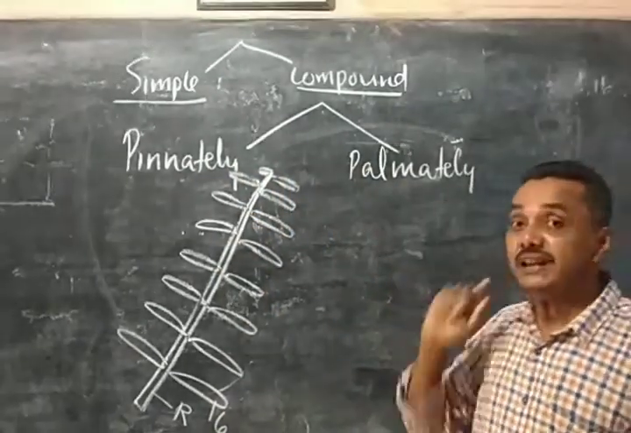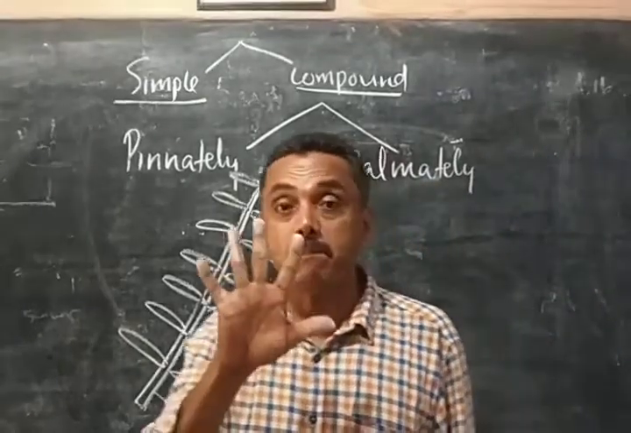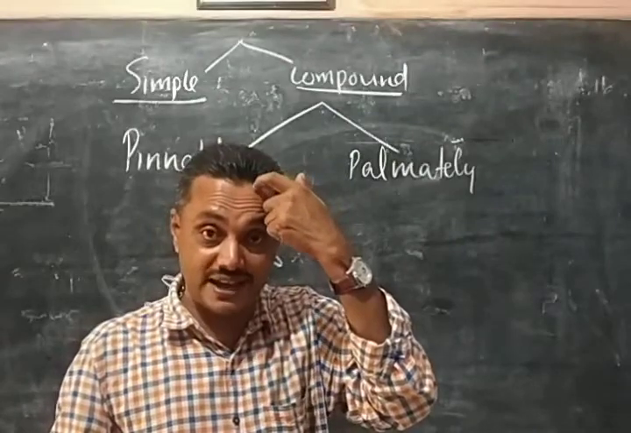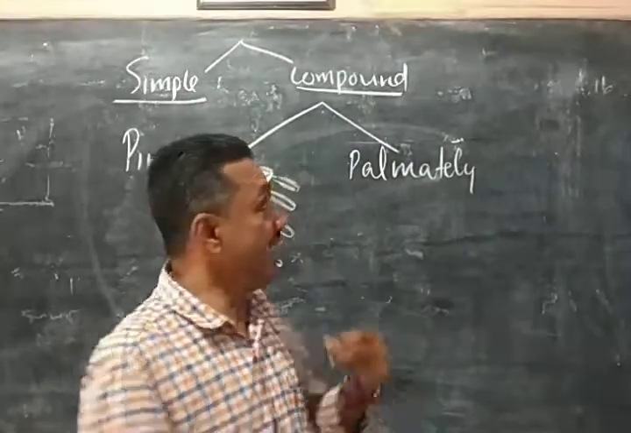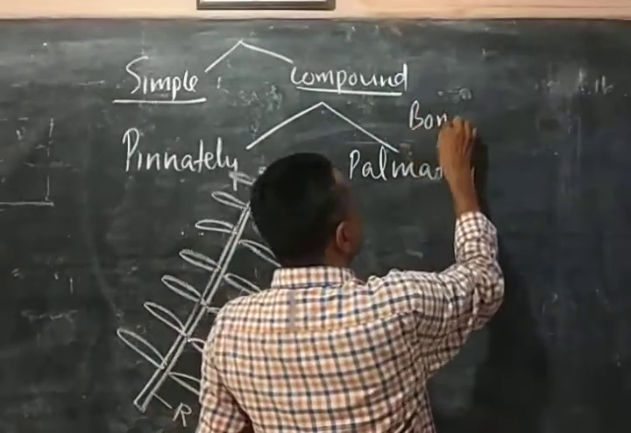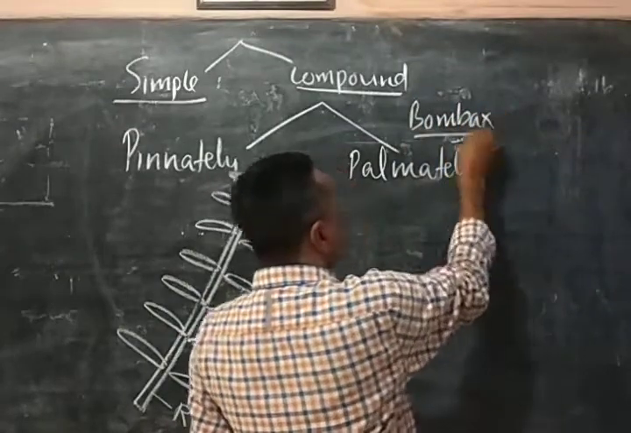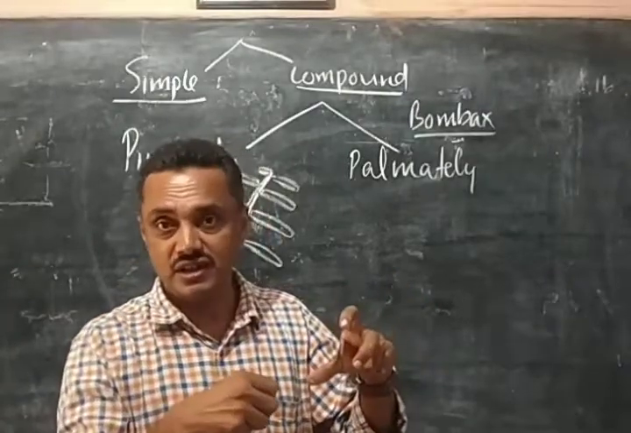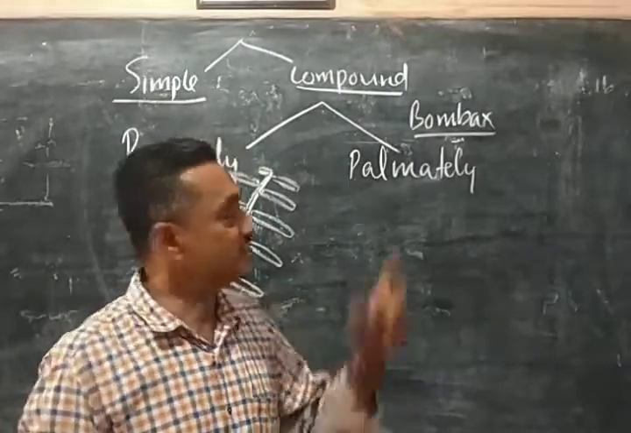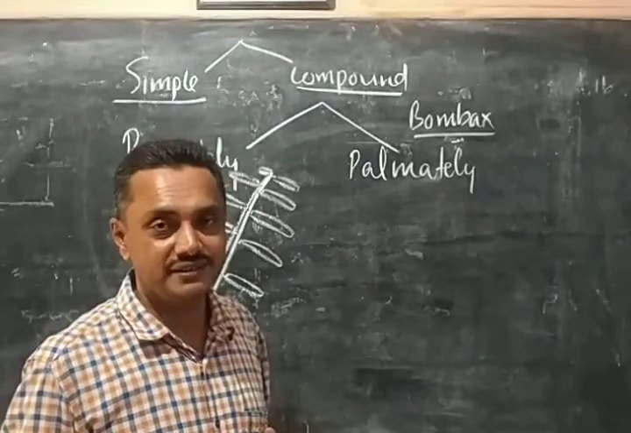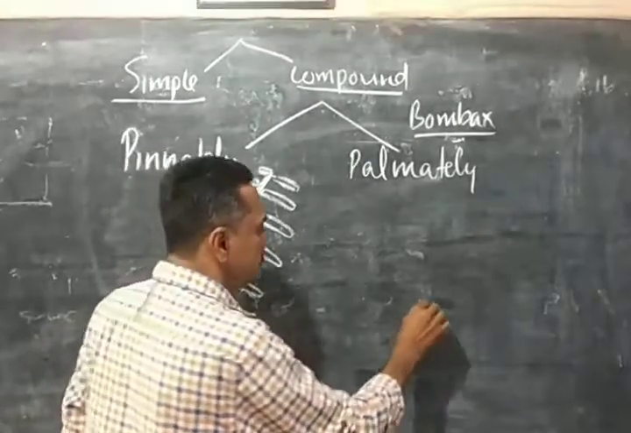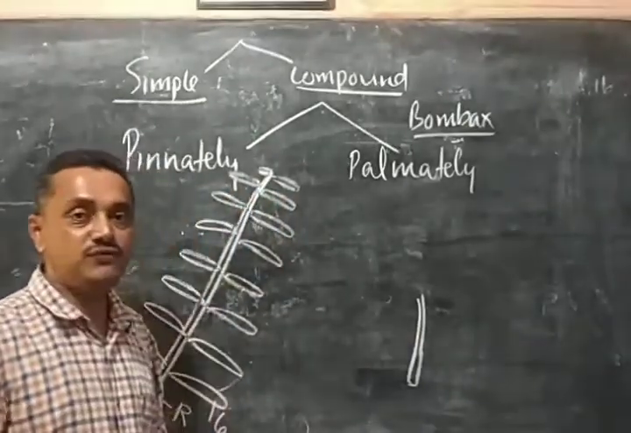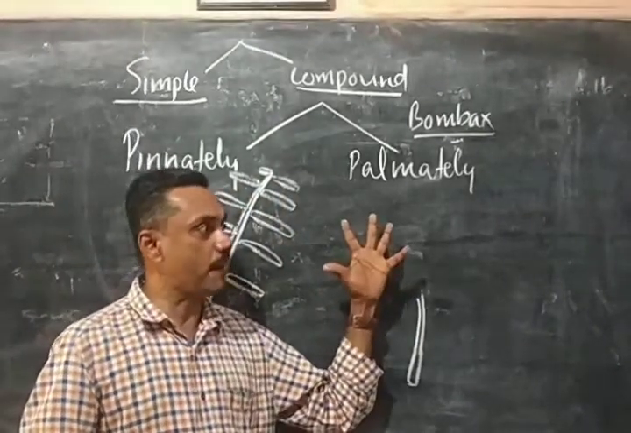In the palmately compound leaf, the leaflets are arranged like fingers on a palm, as in bombax. Many plants are like that. Bombax may not be familiar to you. It is the plant with the cotton-like structure used for filling pillows. Leaflets are arranged on the rachis like fingers on a palm.